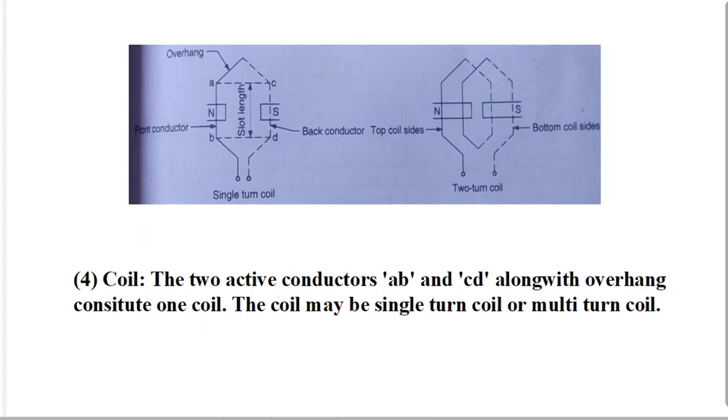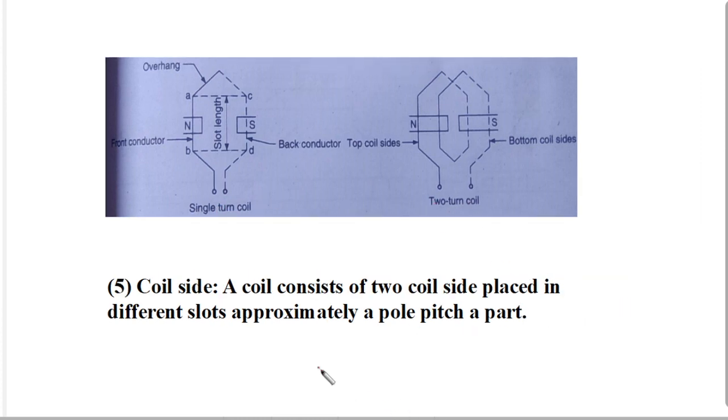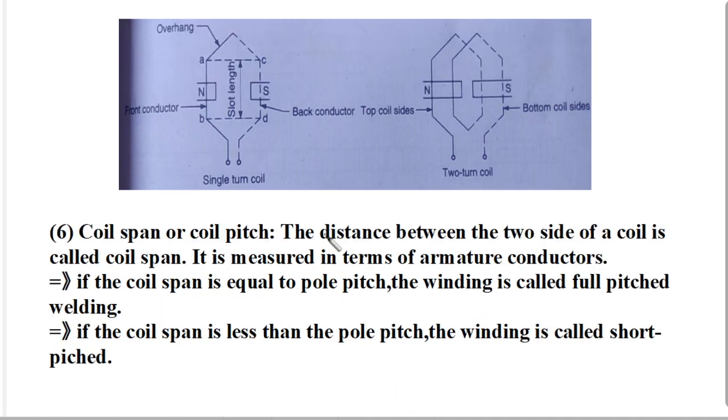Now coil. The two active conductors AB and CD along with the overhang constitute one coil. AB and CD with overhang is called a coil. The coil may be a single turn coil or a multi-turn coil. Next, coil side. A coil consists of two coil sides placed in different slots, approximately a pole pitch apart.